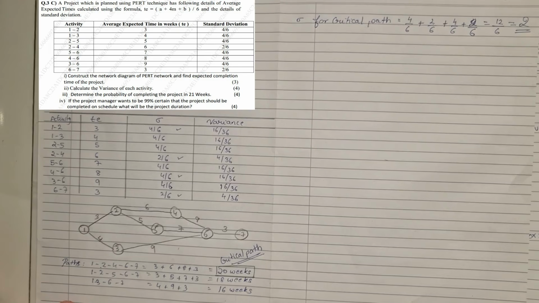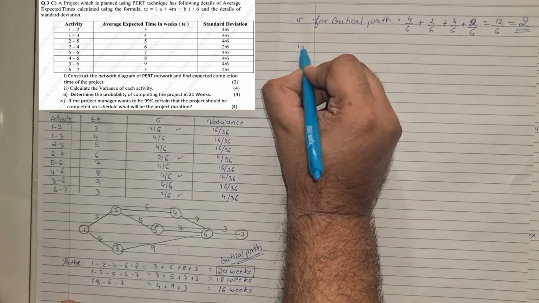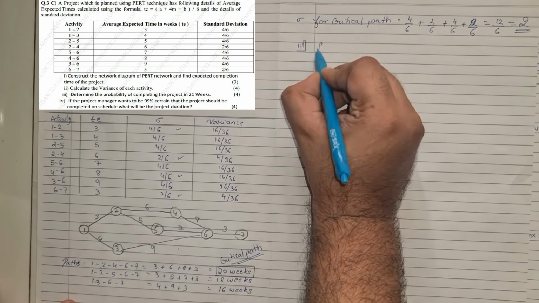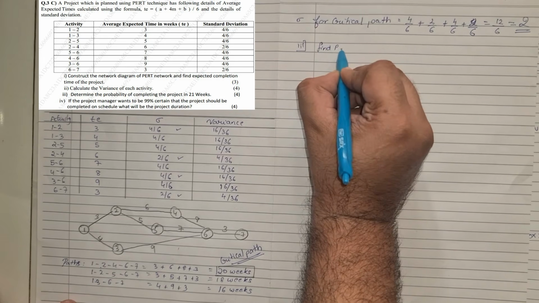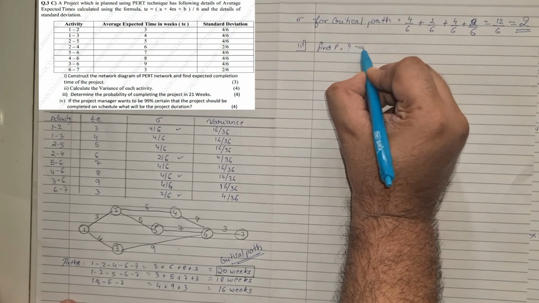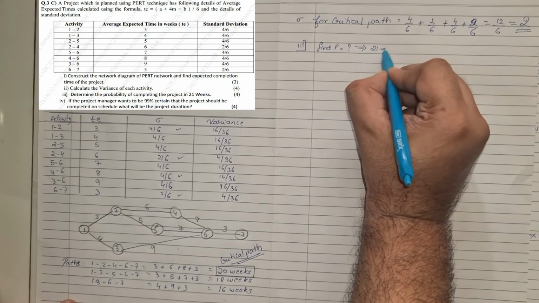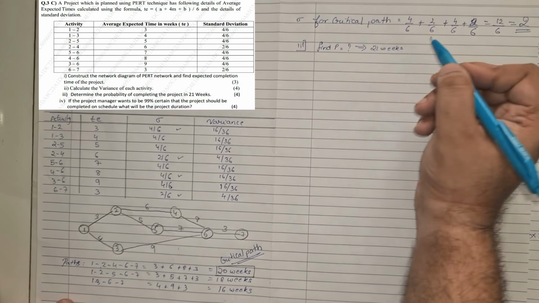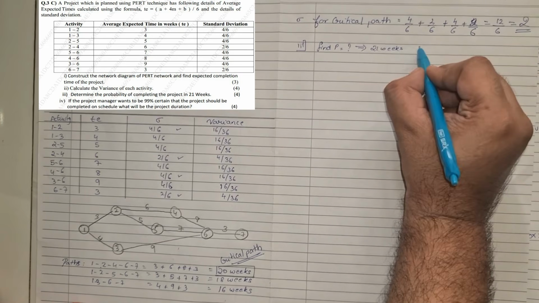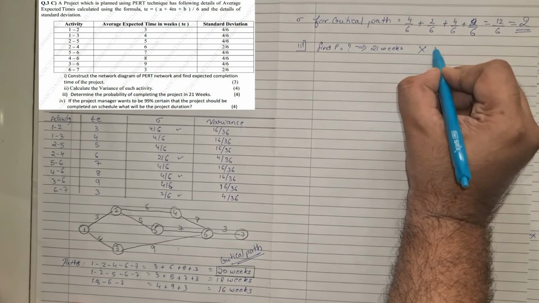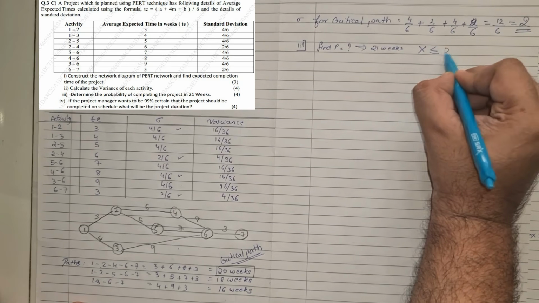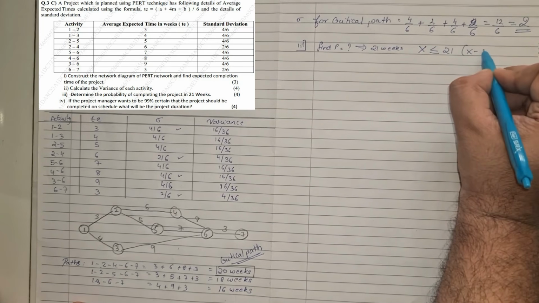Now we'll do the third part. Once we have the standard deviation, we can easily get the values. It is given to determine the probability of completing the project in 21 weeks. So they're asking you to find the probability when x is less than or equal to 21, where x is nothing but your duration.